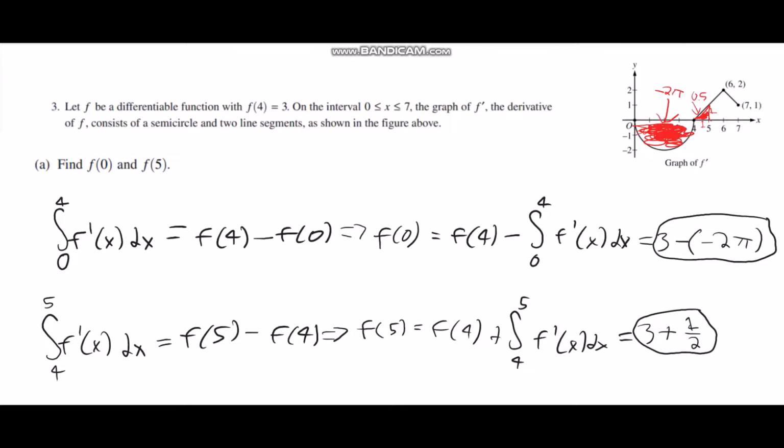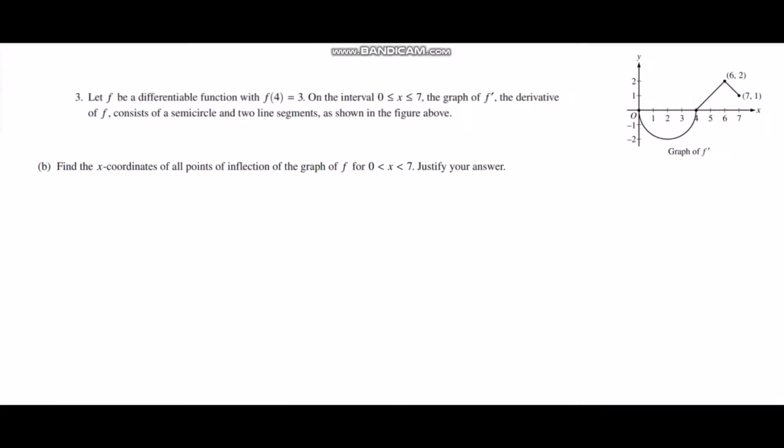We'll move on to part B. So part B is fairly straightforward. We're looking for the x-coordinates of all of the points of inflection on f between 0 and 7. Well, what's a point of inflection? That's where the second derivative changes sign, or alternatively, where the slope of the first derivative changes sign.